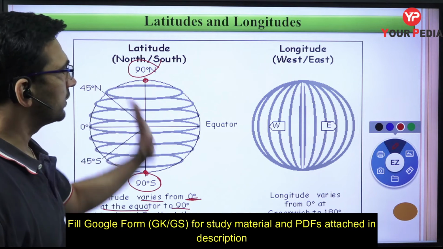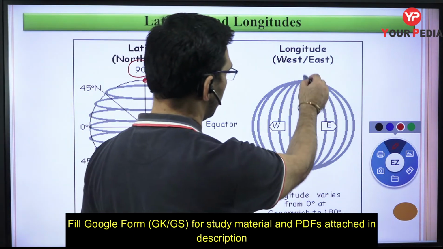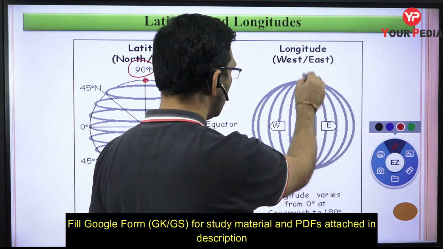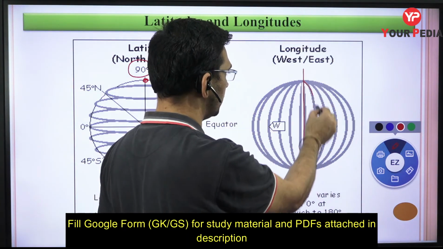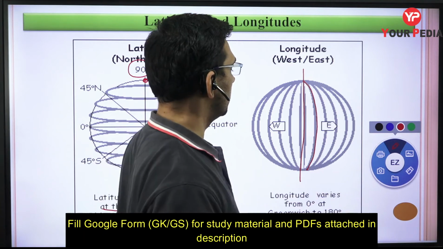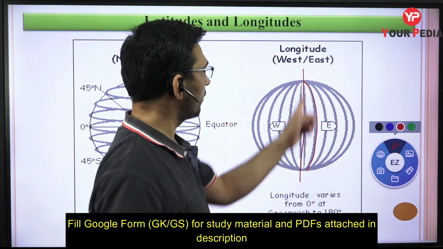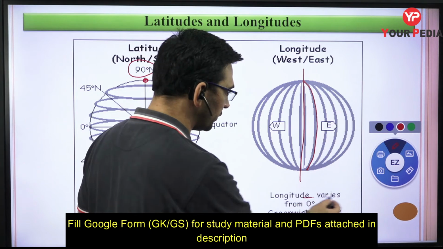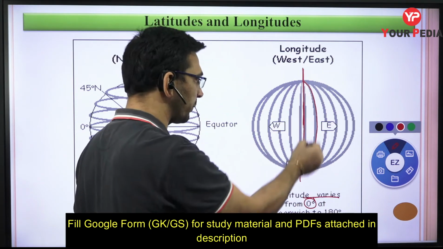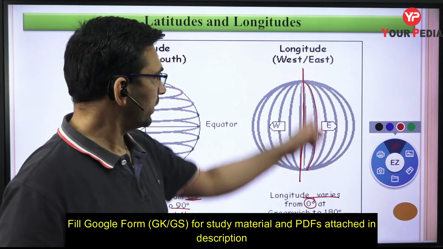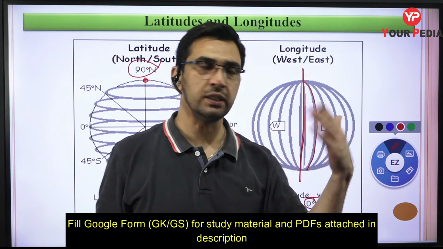Right? Same way, if we take this way and I ask you what these are, you will say these are the longitudes. So how have we located? See, we start from the prime meridian, and longitude position varies from 0 degree at the prime meridian. What is the location of the prime meridian? Obviously Greenwich, it is passing through Greenwich.